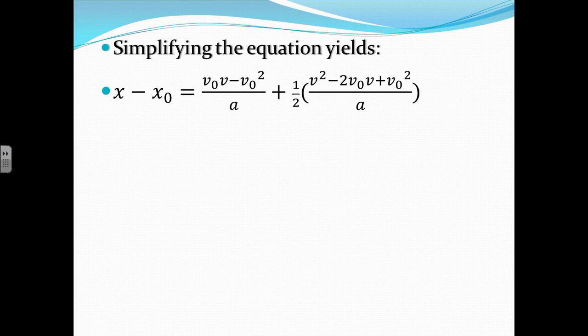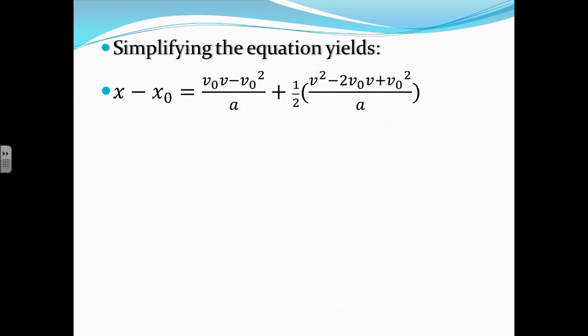Now we want to simplify this equation, and in that simplification it takes the form change in position equals velocity initial times velocity minus velocity initial squared divided by a, plus 1/2 velocity squared minus velocity initial times velocity plus velocity initial squared divided by a.